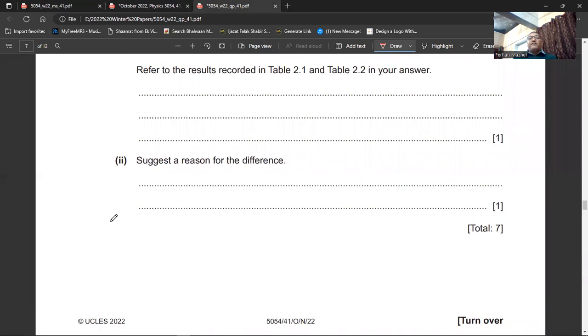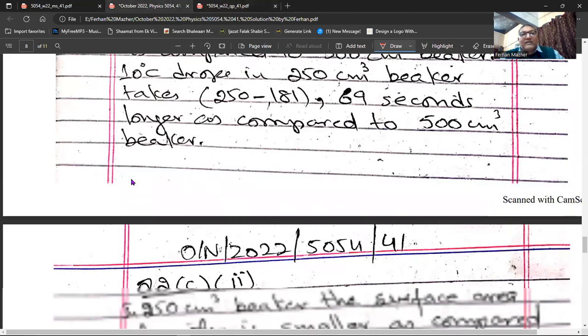Suggest a reason for the difference. You see, in the 250 centimeter cube beaker, the surface area of the water is smaller as compared to the surface area of the water in the 500 centimeter cube beaker. When the surface area is smaller, the rate of evaporation will become less. So the heat loss from the surface will become less. So that's why it will take longer time to cool down. So I hope you understand what I'm saying.